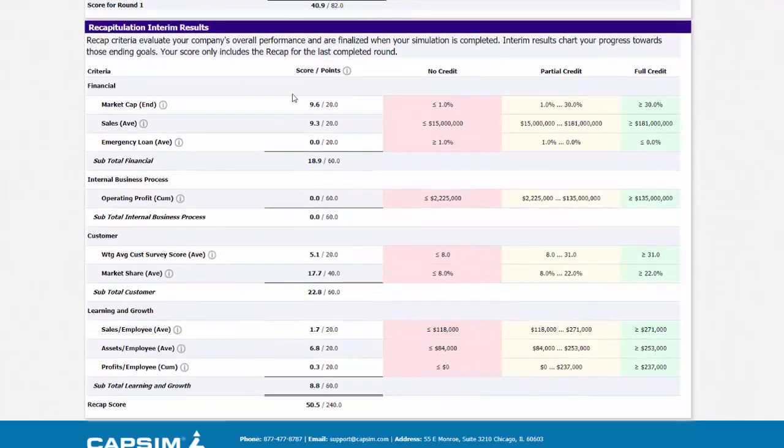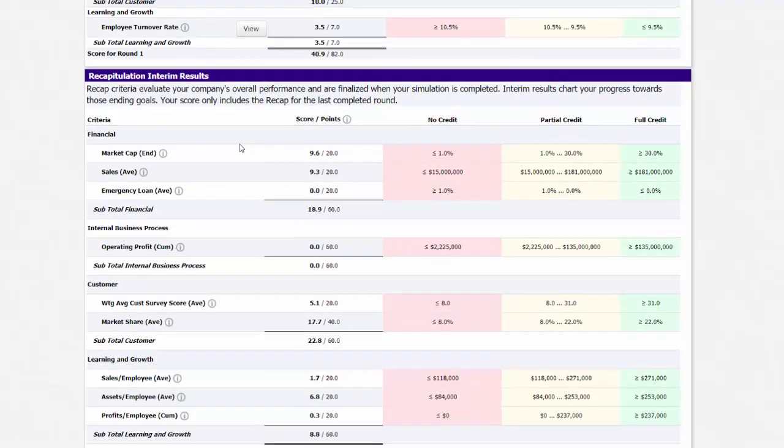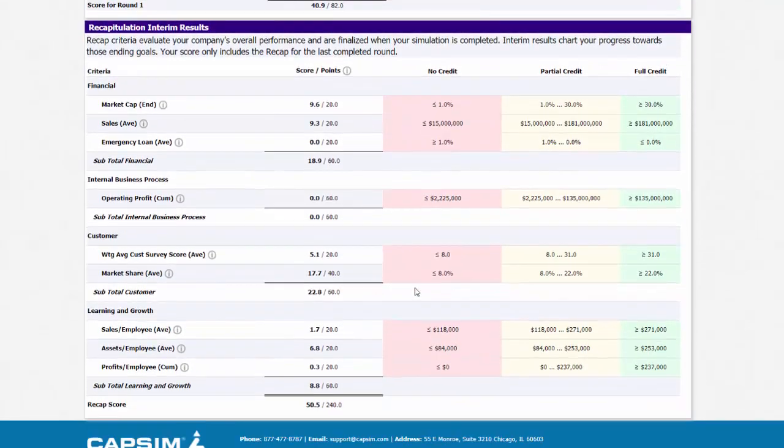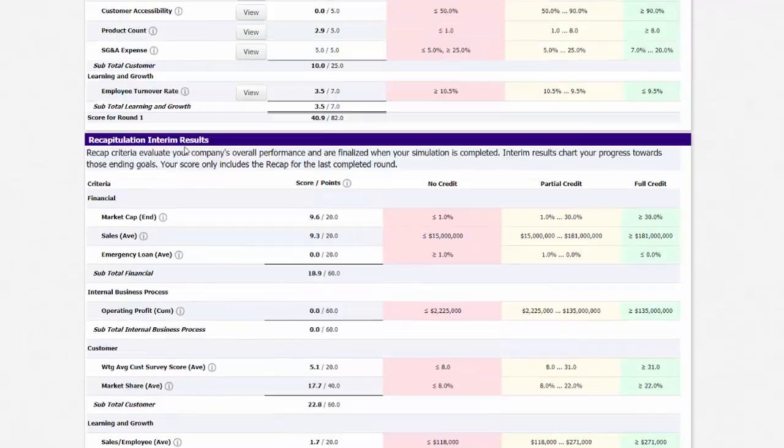There is also an area that's called a recap. Recap criteria evaluate your company's overall performance, and they're only finalized when your simulation is completed. However, you can always see interim results that chart your progress towards those ending goals. Your overall score for the Balanced Scorecard will include 8 rounds of how you did on these metrics, plus the recap for the last completed round. You can see here that the recap has other performance measures than the Balanced Scorecard.